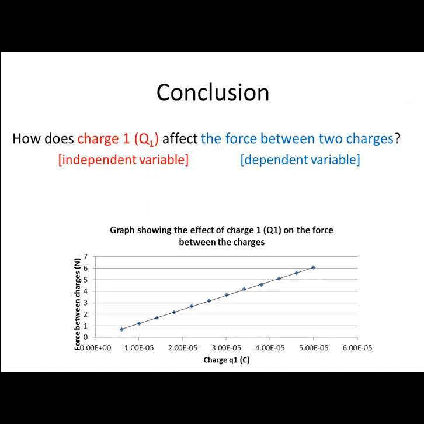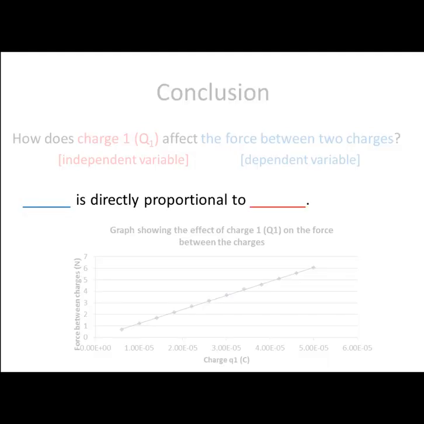So what is our conclusion for this investigation? The question we were asking is, how does the charge, magnitude of the charge of Q1, affect the magnitude of the force between the two charges? What is the answer to this question? We've seen that the two are directly proportional to one another.